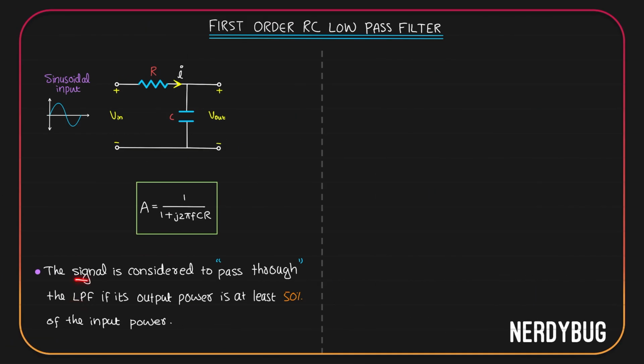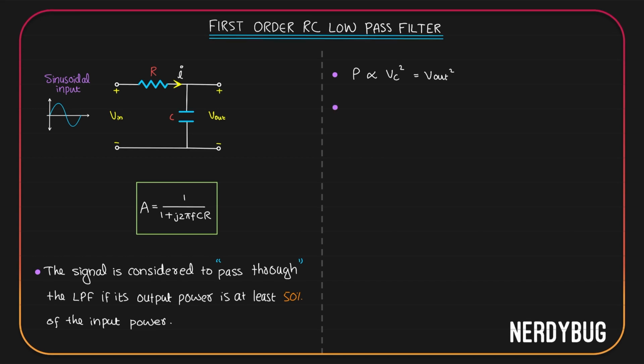We consider a signal to pass through the low pass filter if its output power is at least 50% of the input power. But power associated with the capacitor is proportional to the square of the voltage across it. I am taking the voltage across the capacitor because here our output is taken across the capacitor. So VC square is equal to V out square.